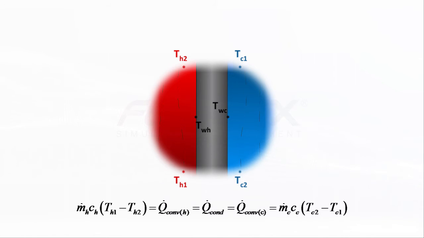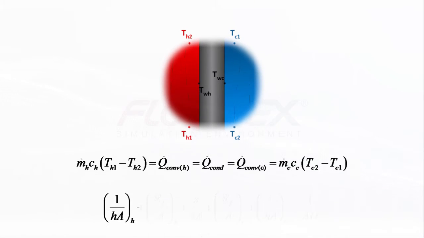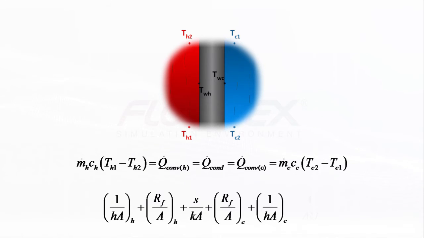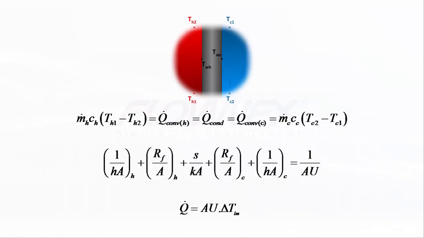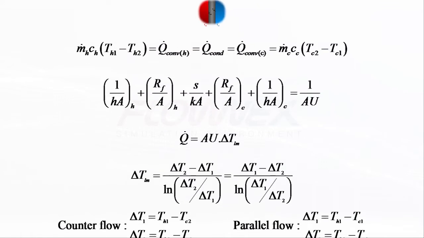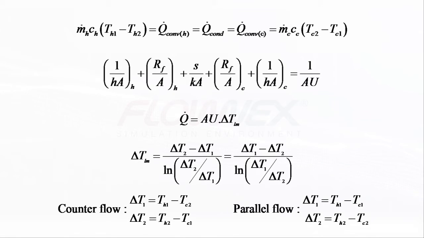So in terms of heat transfer resistances, we have the convection resistance, some tube fouling, conduction resistance, again fouling resistance on the other side, and another convection resistance. And these resistances can all be grouped together to form the overall heat transfer coefficient termed AU, from which heat transfer can be calculated by AU times the log mean temperature difference applicable to counterflow or parallel flow. Are you following?